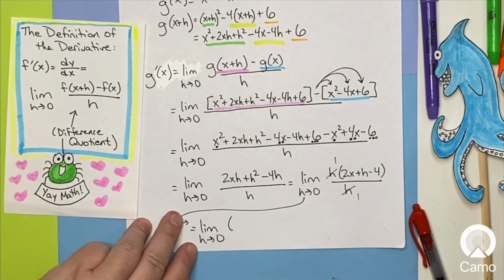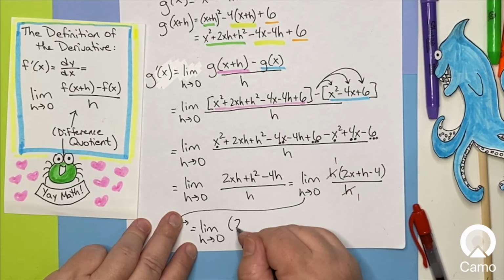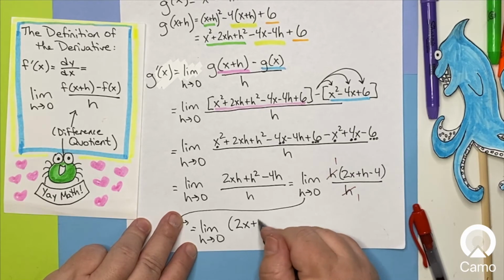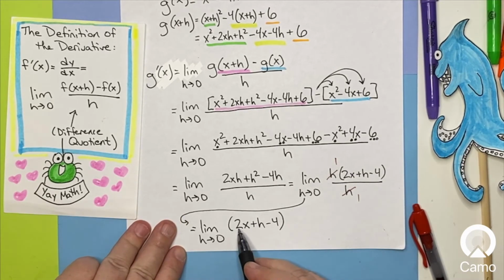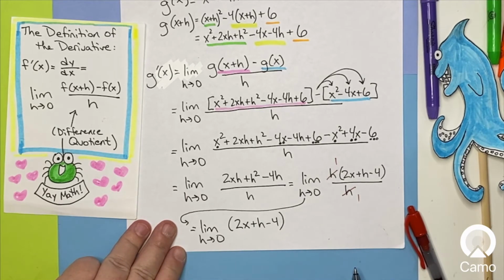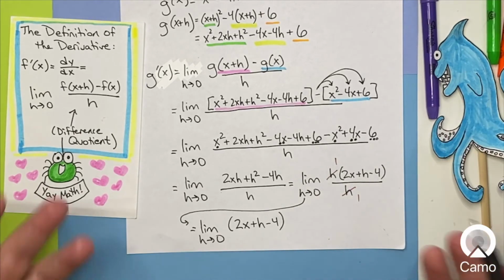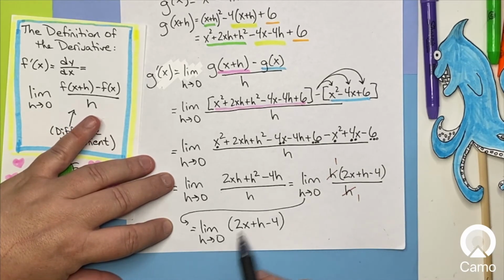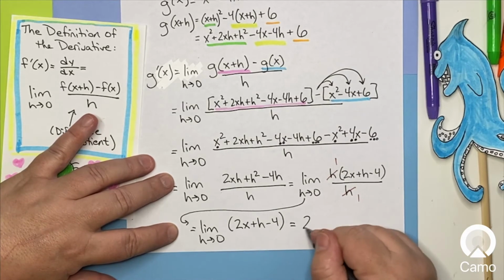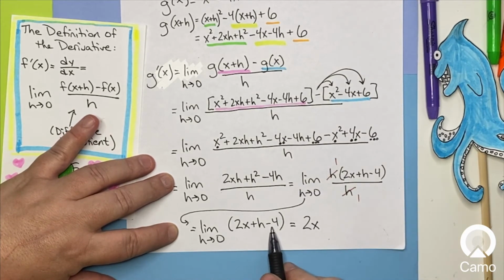Now, this is going to be a little weird. If you just write the 2x plus h minus 4 without the parentheses, then the limit only applies to the very first thing. It's a weird part of math. So if you get a long argument in front of the limit, just keep it inside parentheses. So now what do we do? Well, as h approaches 0, 2x stays 2x, minus 4 stays minus 4.